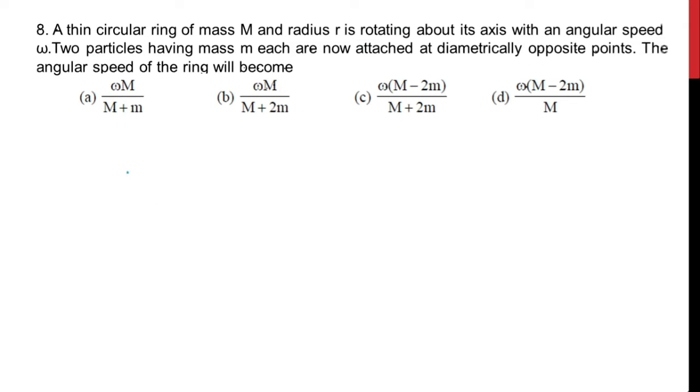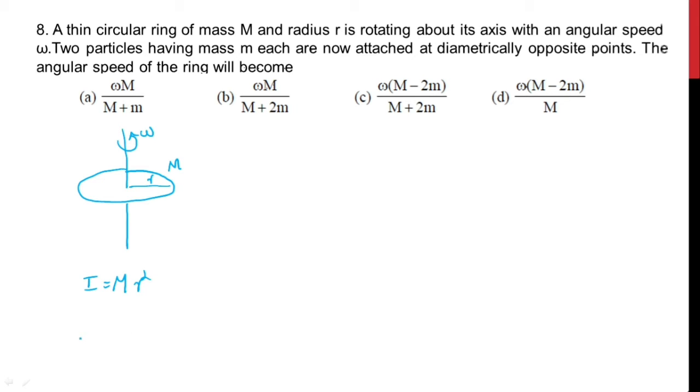So just imagine a ring is now rotating about its axis. So this is a ring and just imagine this is the axis of rotation. It is rotating with an angular velocity omega. The mass of the ring is given as capital M. So what is the initial moment of inertia of this body? I is equal to M r square. Here small letter r is the radius of the ring.